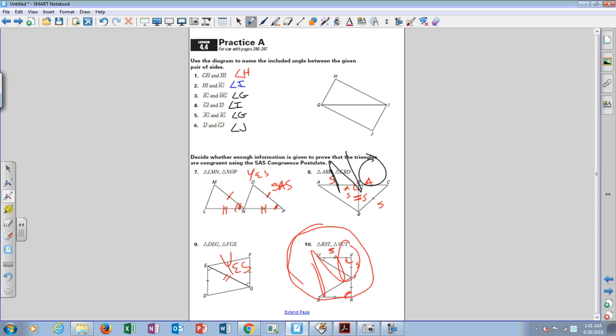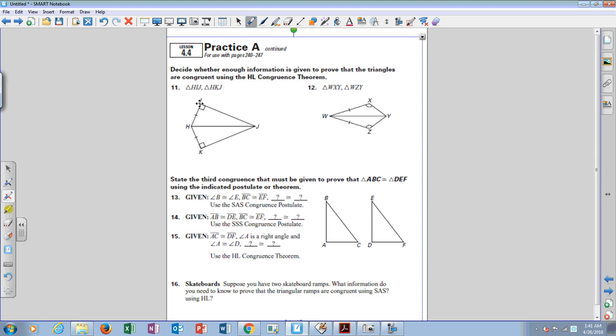And this is the one that's going to be on your test. Write that down. 4.4, practice A, number 10. Boom. Dropping knowledge for you.